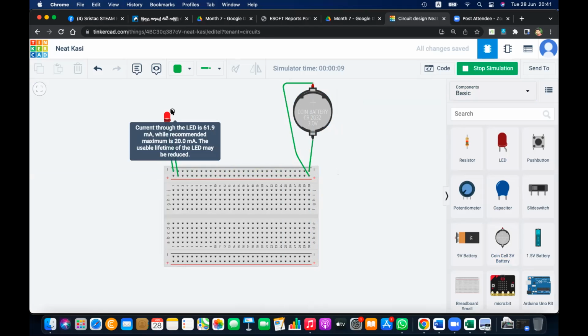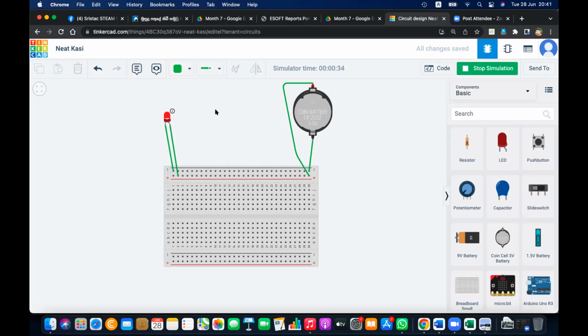But there's a small problem. You can see the current through the LED is 61.9 milliampere, while the recommended maximum is 20 milliampere. The usable lifetime of the LED may be reduced. So the LED will be burned, but here it's not going to burn, but anyway the lifetime might be reduced because we are providing more current.